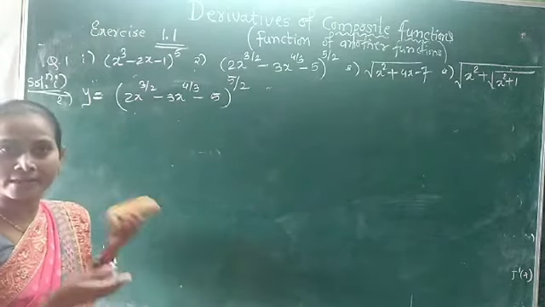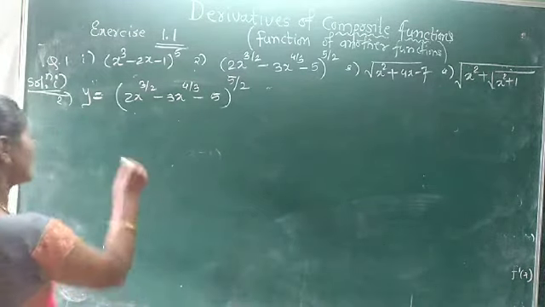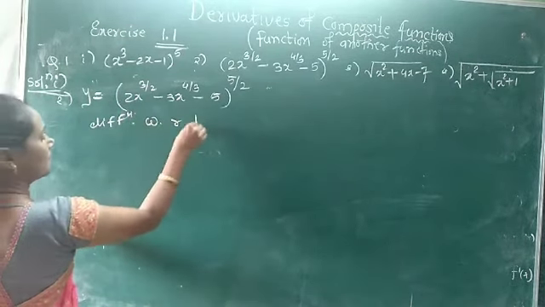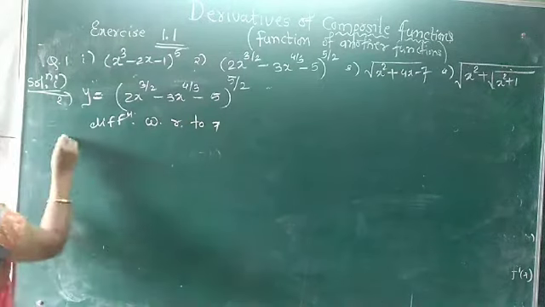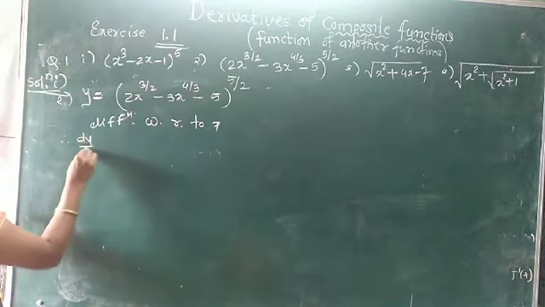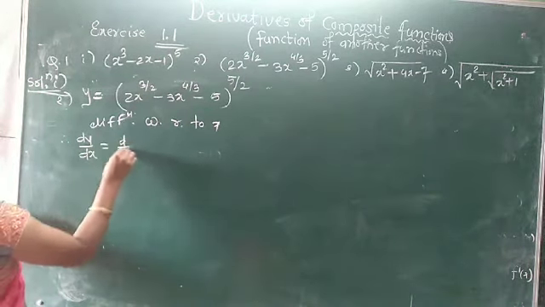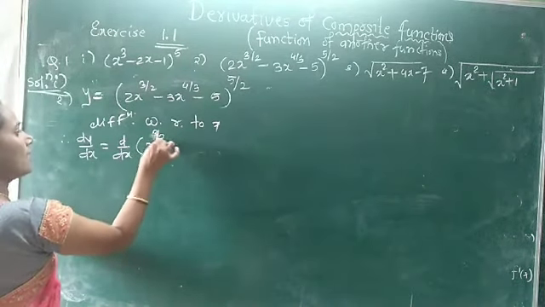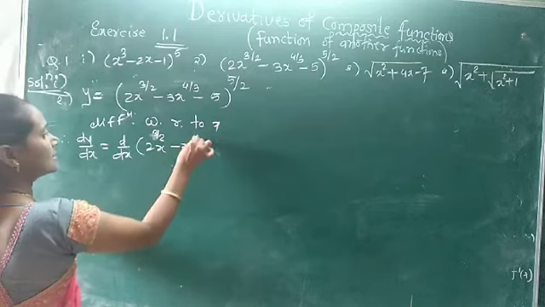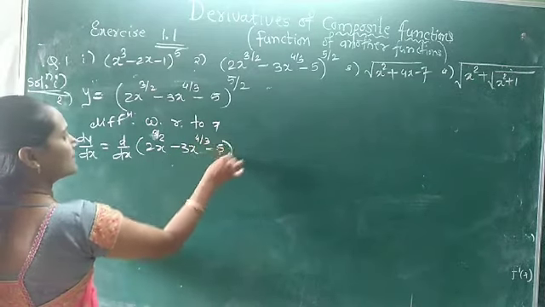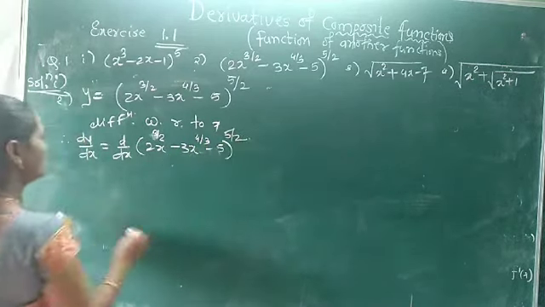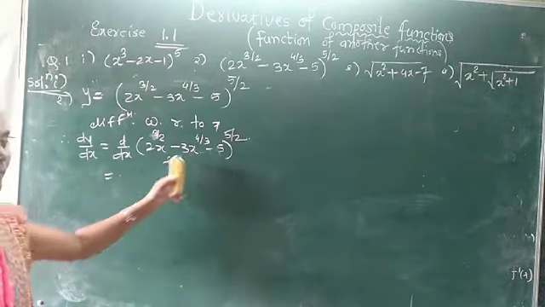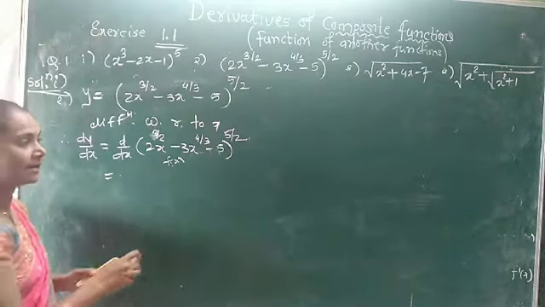So how do we find the derivative? By the power function rule. So first differentiate with respect to x. dy upon dx is equal to the derivative of this term, that is 2x raised to 3 by 2 minus 3x raised to 4 by 3 minus 5, raised to 5 upon 2. Now consider this is our f of x. So f of x raised to n. What is the derivative?